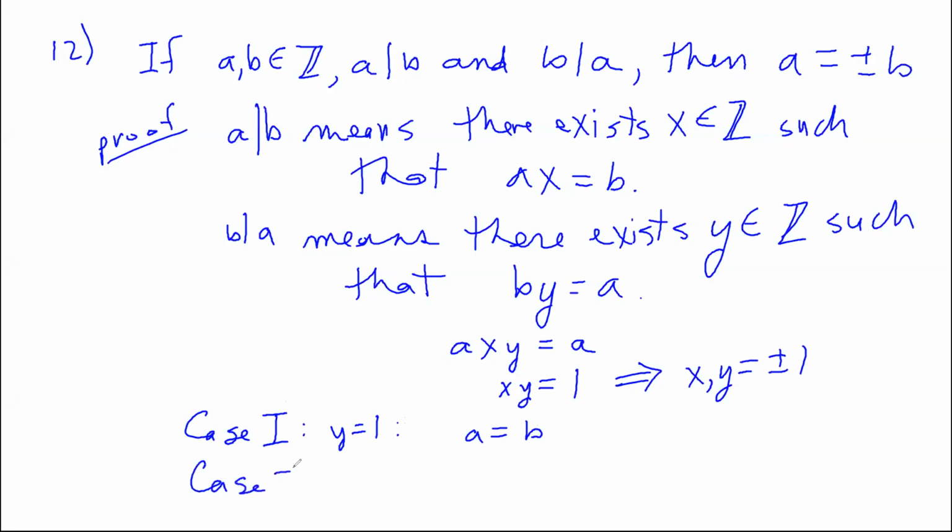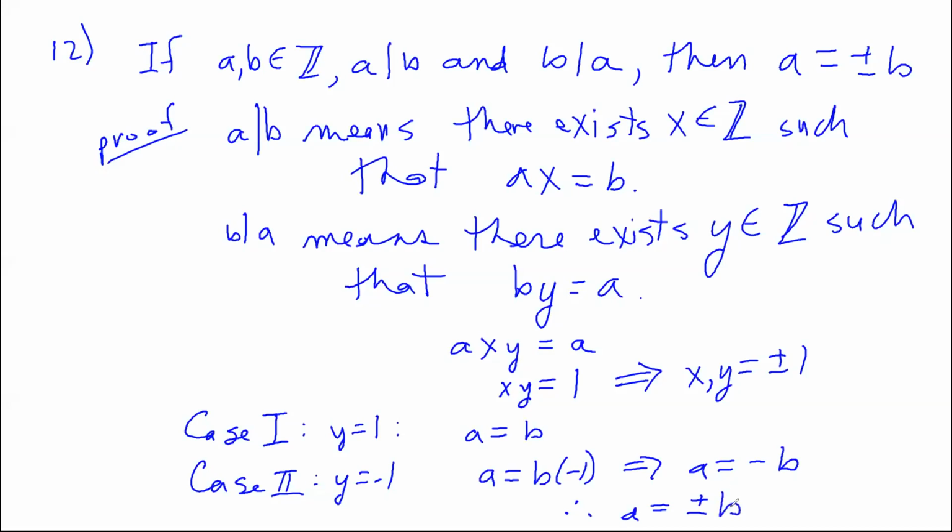The second case is Y might be negative 1. If that's the case, A is equal to B times negative 1, which means A is equal to the opposite of B. My final conclusion then is that A is equal to plus or minus B. And this is, in fact, what we were trying to prove.